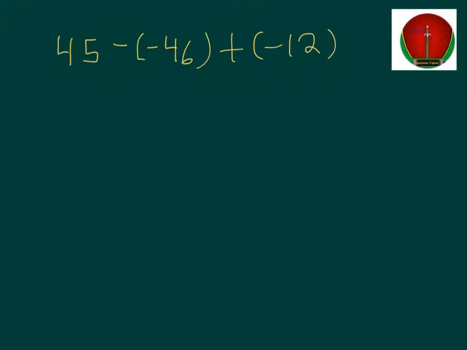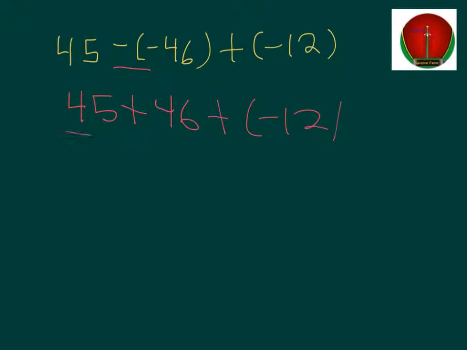Alright, this integer problem says 45 minus a negative 46 plus a negative 12. The first thing I need to do is rewrite this equation because right here I have a minus minus, so that's going to turn positive. So I have 45 plus 46 plus my negative 12. Those parentheses around the negative 12 don't mean anything.